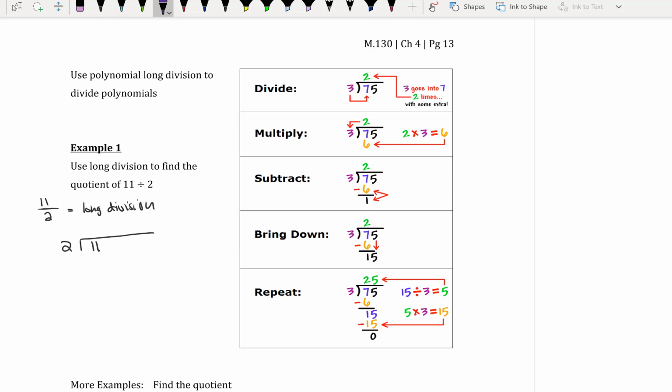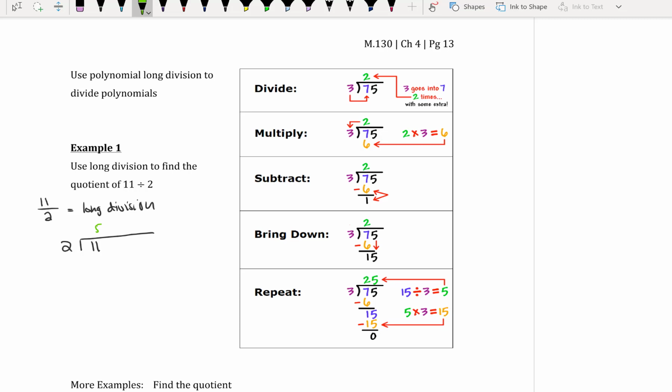So let's think about this. Well, does 2 go into 1? No. But 2 goes into 11, right? Let's make that a brighter color. How about a green? 2 goes into 11 how many times? 5 times. I divided it, right?